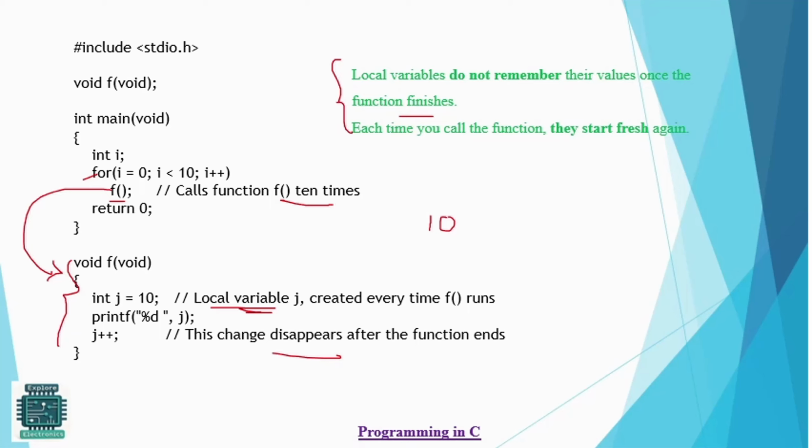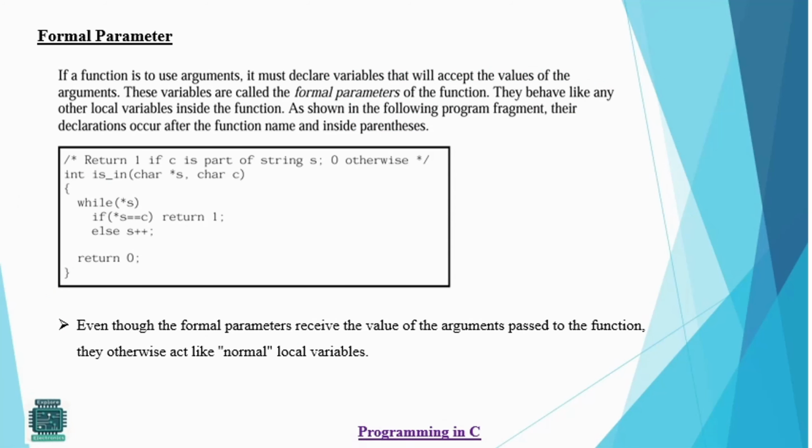Again the function is called. Again it prints 10. This again disappears. Again it comes back, again it calls, and again it prints 10. In the same way it repeats, and the output will be 10 printed ten times. Okay, this is all about the local variable and its declaration.